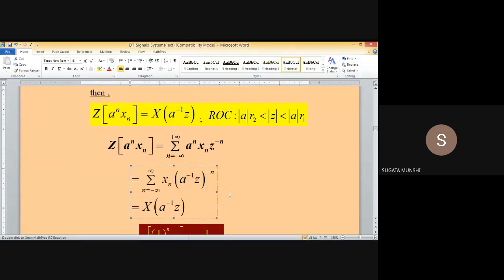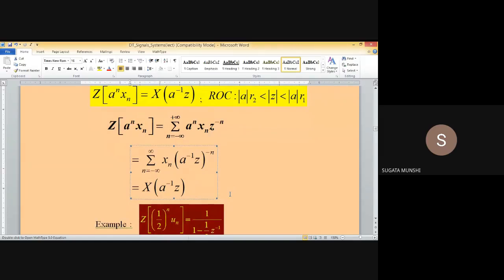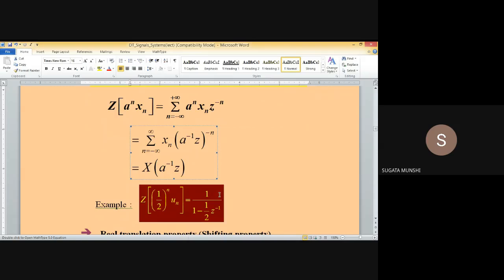Proof is quite simple. Say the z transform of half to the power n u[n]. Here a is half. So it will be according to what I have written. What is the z transform of u[n]? 1 by 1 minus z to the power minus 1. In that expression, replace z with half to the power minus 1 into z. So it will become 1 by 1 minus half z to the power minus 1.